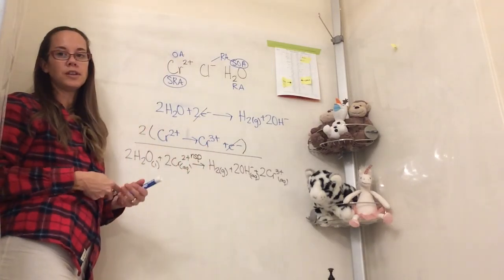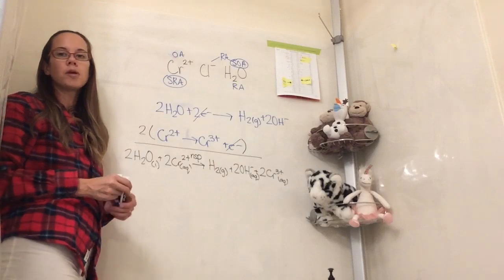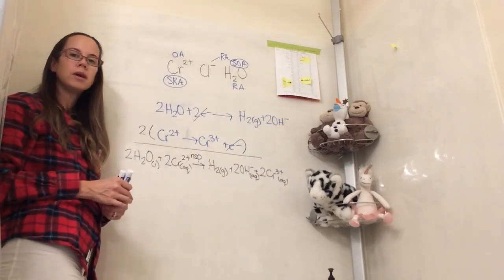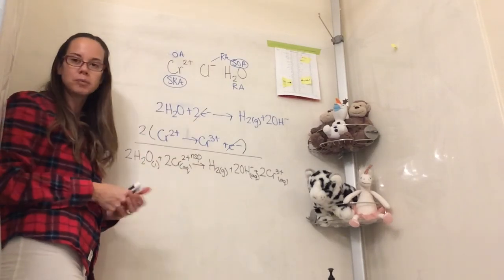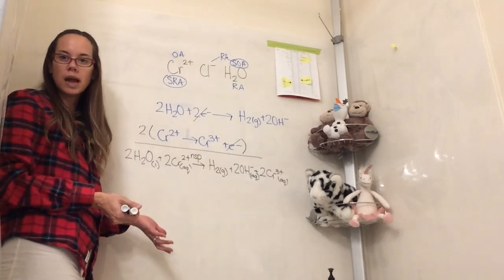So to answer the question then, a solution of chromium 2 chloride would be stable because we can see this is a non-spontaneous reaction. This reaction actually wouldn't happen.